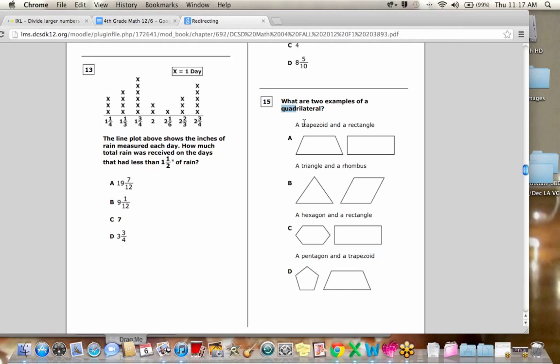Good, Vero. Excellent. Good job, Tyler. There's only one choice that has two four-sided shapes. Quad means four. That's right. The only one would be A. A has two four-sided shapes. Okay.